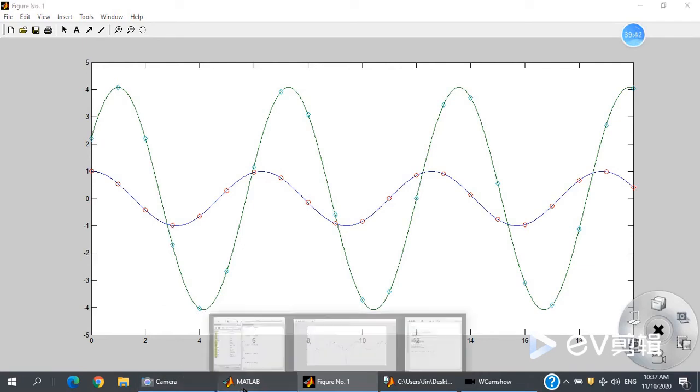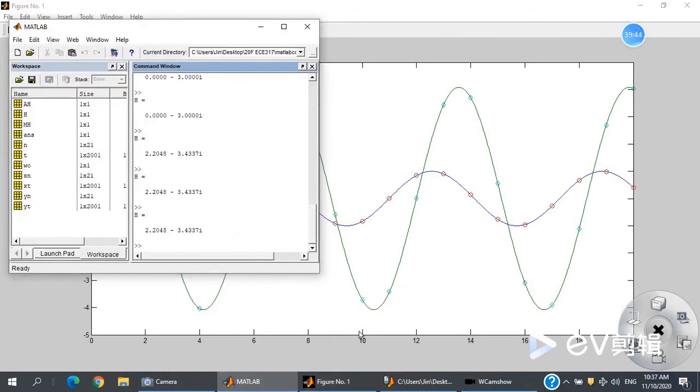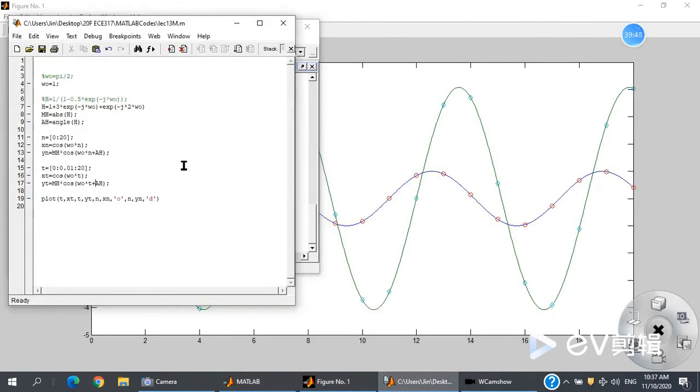Okay, this is a kind of calculation. Some error in the calculation. Can we reduce those errors? Yeah, when the time is large, we have large errors. This is because omega 0 is 1.